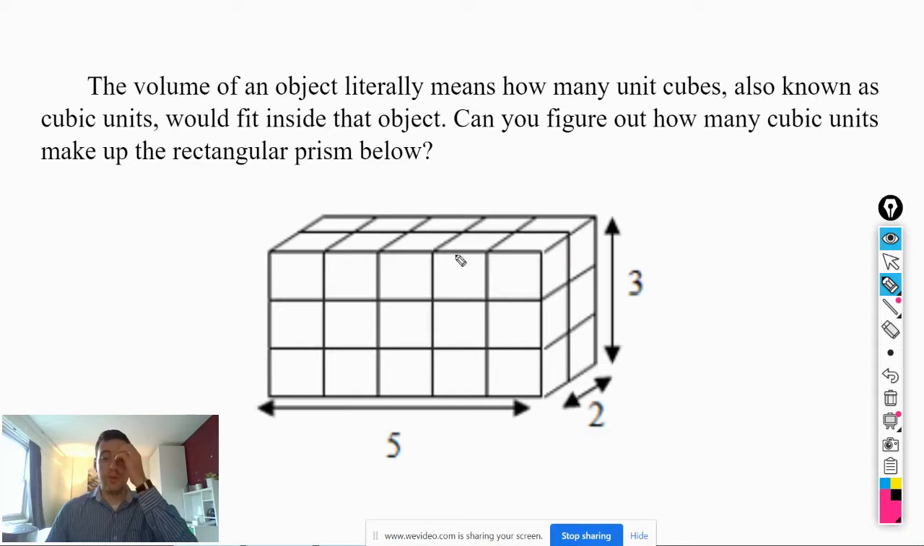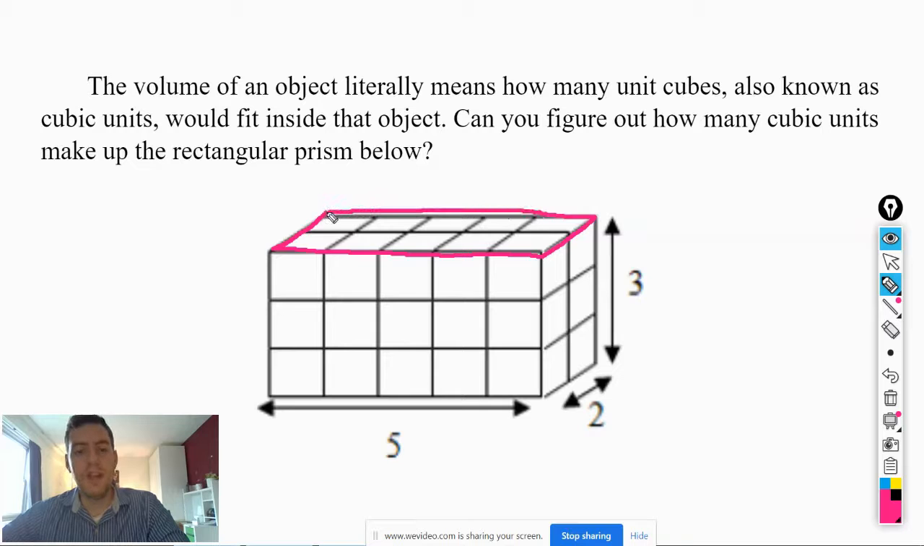So first of all, this would be called a rectangular prism because the base is a rectangle. Actually, the bases are rectangles. This would be one of the bases of the prism. And then if you can imagine that you were Superman or something and you had X-ray vision, then you could see the other base of the prism right over here.